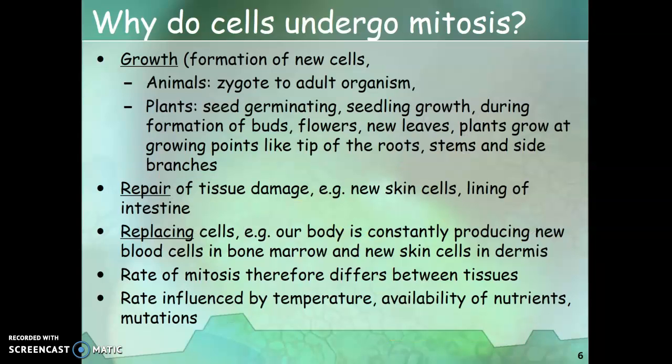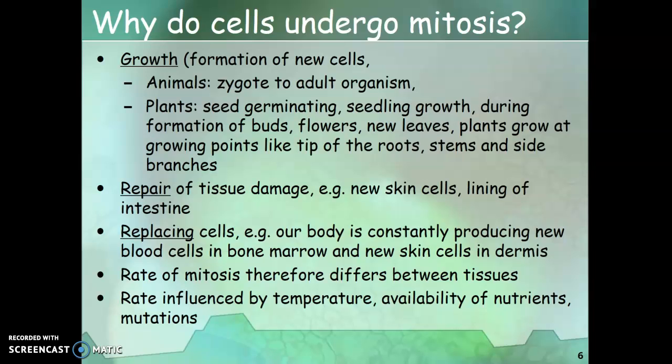So why do cells undergo mitosis? Obviously to grow, which is the formation of new cells. In animals, that involves growing from a zygote. A zygote is a fertilized gamete, so a zygote is like the fertilized egg. And this then grows into an adult organism, and so you grow from one cell, which was the zygote, to about 50 trillion cells in your adult body.